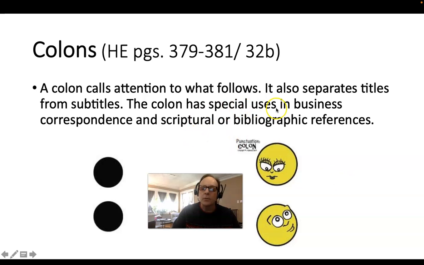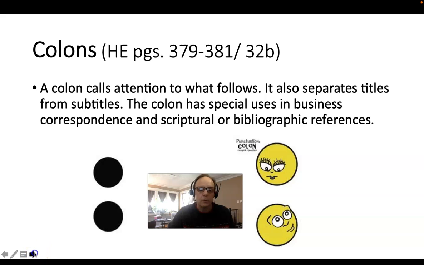The colon has special uses also in business correspondence, like a business letter. If you're writing a very formal letter, you might have to use a semicolon. I mean a colon rather. And scriptural meaning coming from particularly the Bible is one place where it's used a lot. And bibliographic references, you have a bibliography, you're citing your sources, then that can also be useful as well.